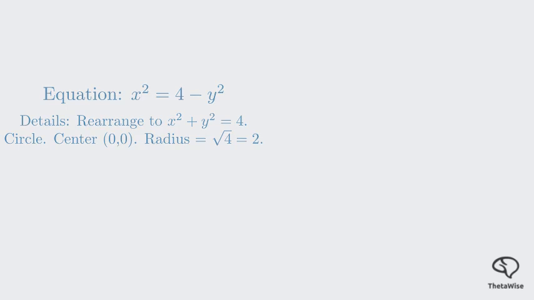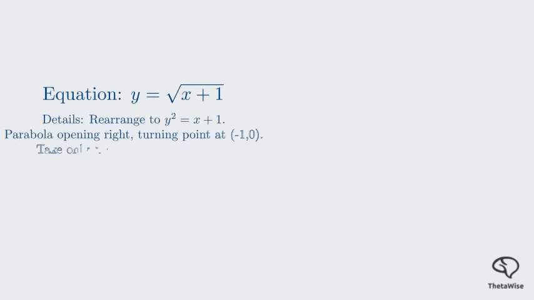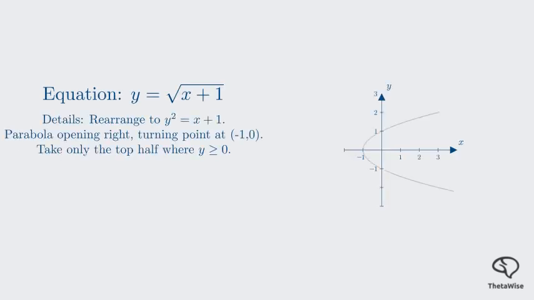Finally, let's look at y equals the square root of x plus 1. Again, we square both sides to get y squared equals x plus 1. This is a parabola opening to the right. Its turning point is at (-1, 0). But just like before, the original square root was positive, so we must take only the top half of this parabola.